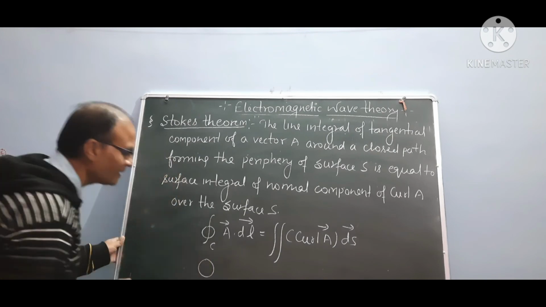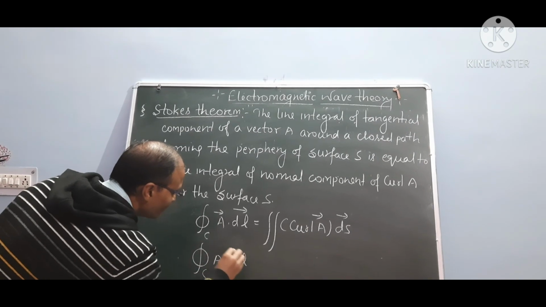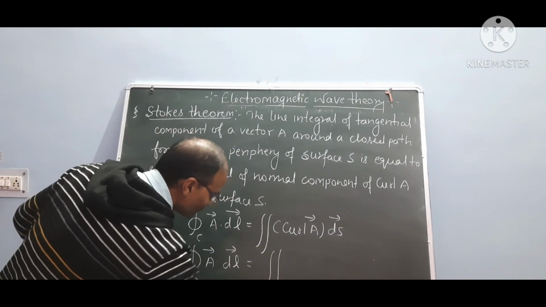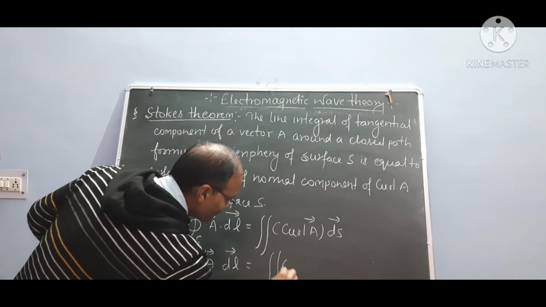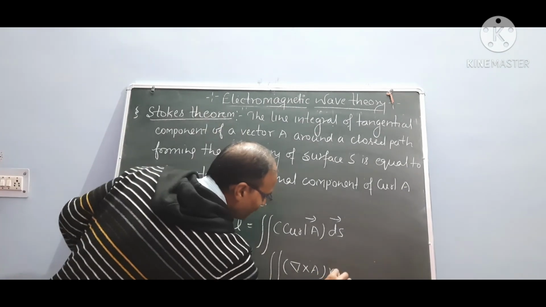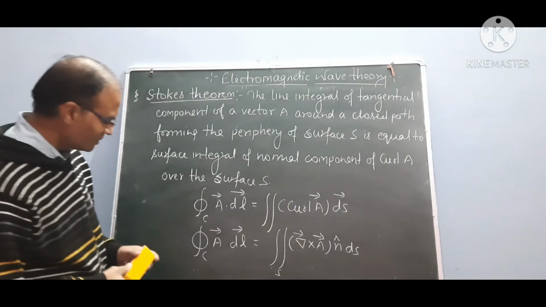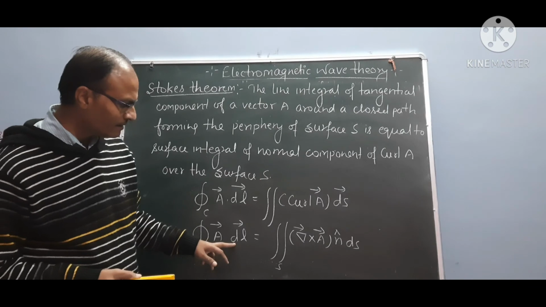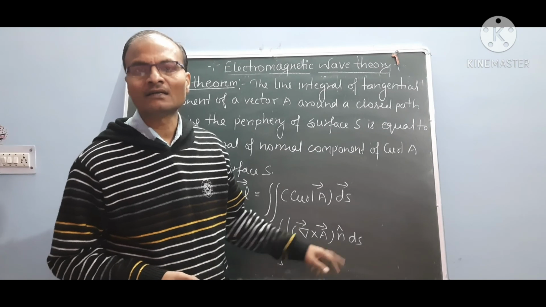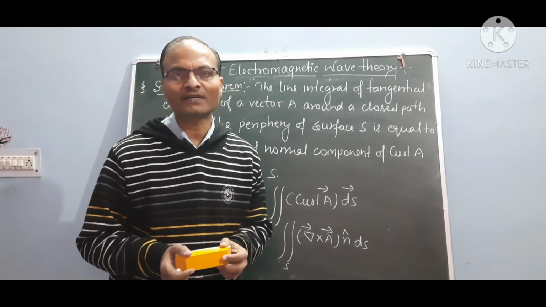Now, another form: the closed line integral of A dot dl equals the integral over surface S of del cross A into n unit vector into ds, where n is the outward drawn unit normal to the surface ds.